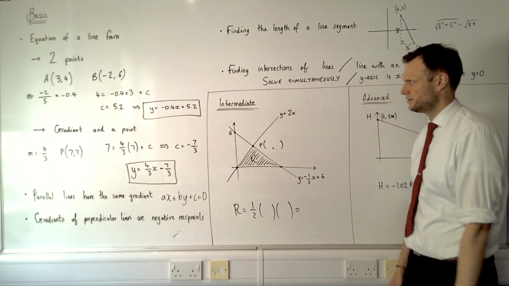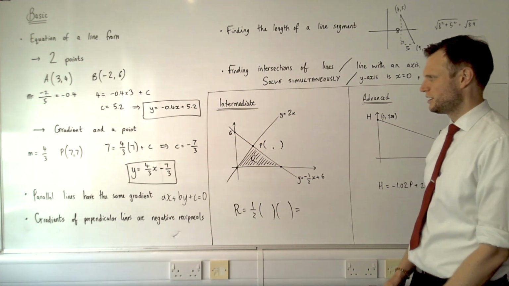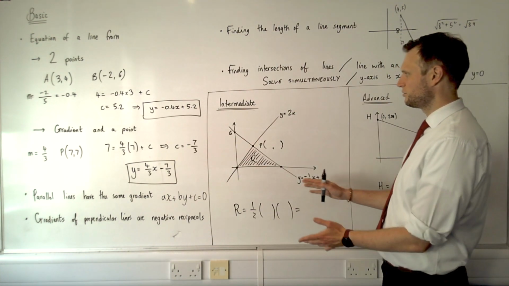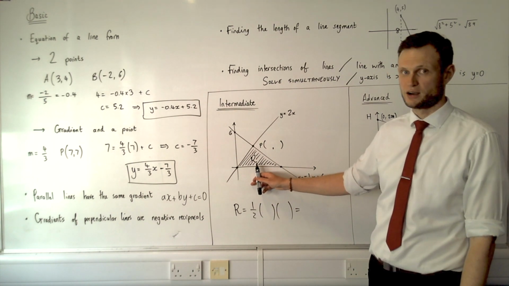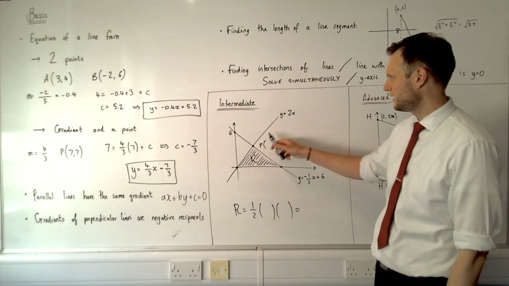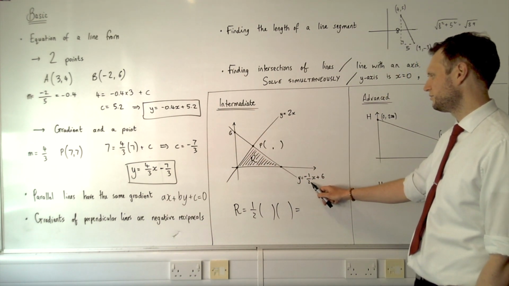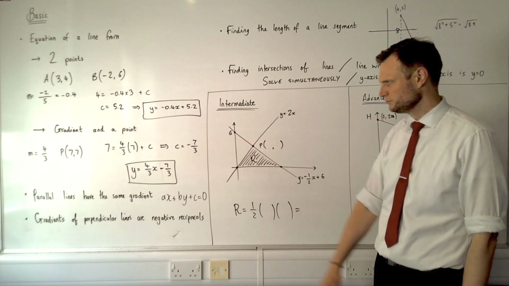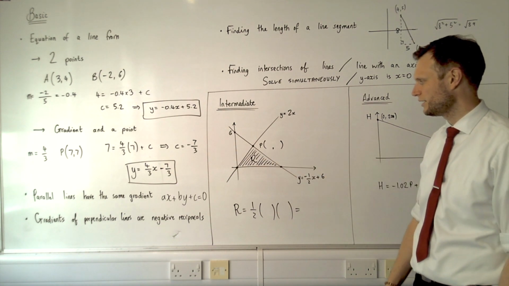Intermediate skills then, there's only one, it's working out areas on a graph. So it's just a combination of the previous skills. I've done some of this already, so if we were asked to work out the value of r, for example, we've got a line here, y equals 2x, and another line here, y equals -1/2 x plus 6. I've already put the 6 on. And we're asked to work out the area of this triangle.